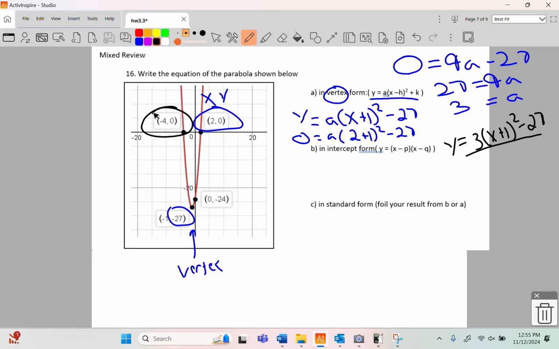You can't just say +4. Right, there's more to it than that. There you go. X plus 4. There's an x-intercept of 2, 0. What's the factor?